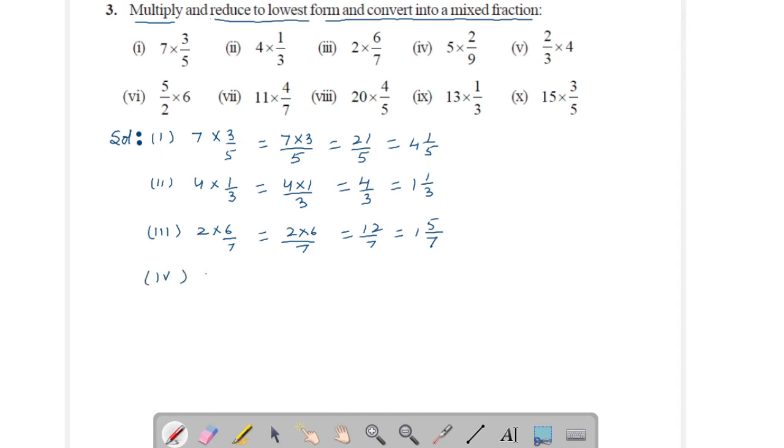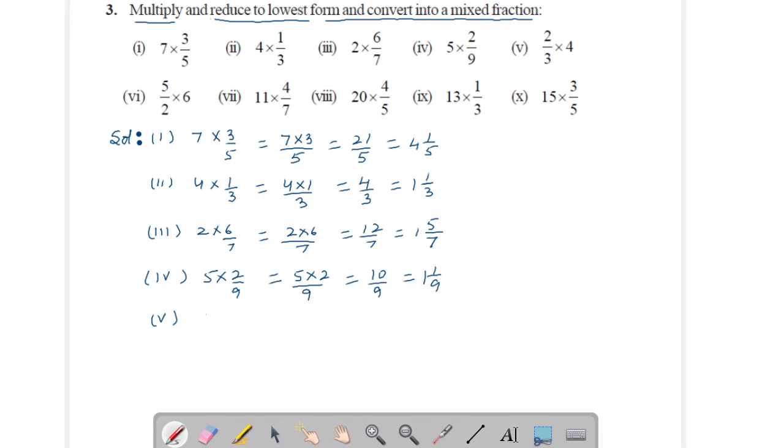It is 5 into 2 upon 9. This can be written as 5 into 2 upon 9. 5 into 2, it is 10 upon 9. Convert into mixed fraction. This can be written as 1 1 upon 9. Now fifth part.